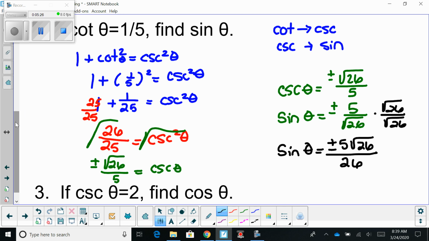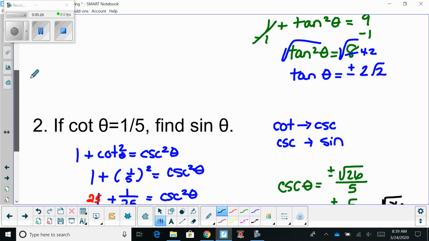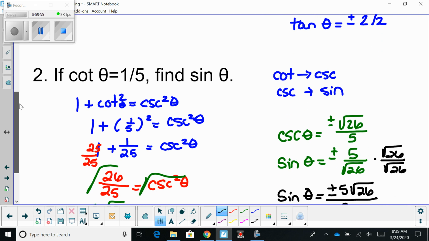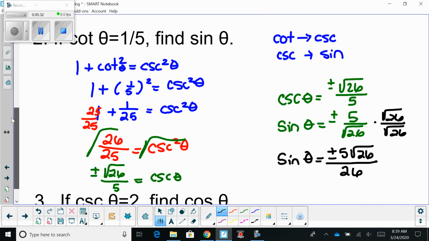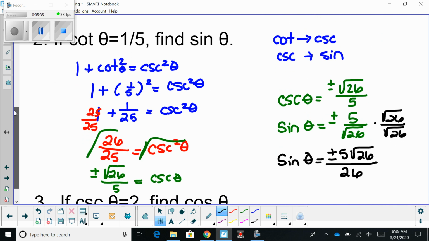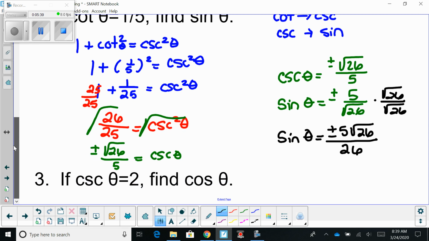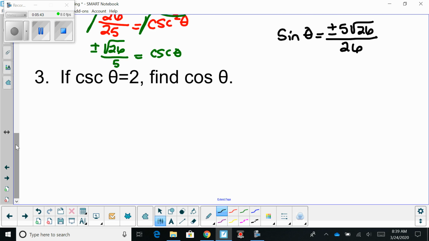The first one only required us one step. This problem required 2 steps. Again, sometimes they'll require 1 step, sometimes 2, sometimes perhaps even 3 steps. They're kind of like puzzles you have to figure out. How can I get from point A to point B?